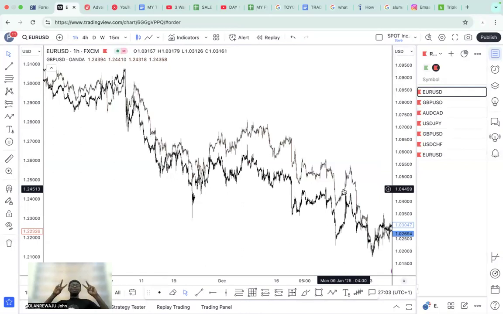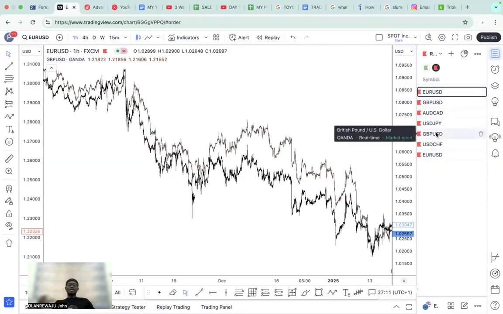So if you add GU and EU on your watch list, like I did here, the fact that I have the two of them here does not mean I'm trading the two of them. And it does not mean I can't trade the two of them. But imagine a situation whereby you are buying GU, you are selling EU. And imagine a situation whereby you are also buying GU, buying EU. You are exposing that account to the same risk, because the fact is that if GU hits SL, EU too will hit SL. So mostly, I don't trade correlating assets. I just pick one of them and stick to it.